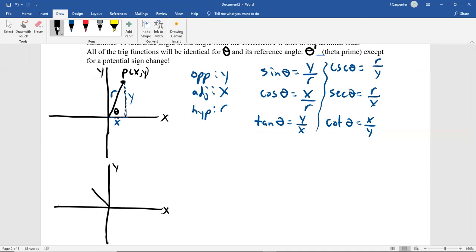Now let's do an angle that's over here. So here's our theta. Here's the lengths if we want to make a right triangle out of this. This length would be our opposite. This length would be our adjacent. For the point itself, this point right here, instead of giving it x and y, let's call it a and b.